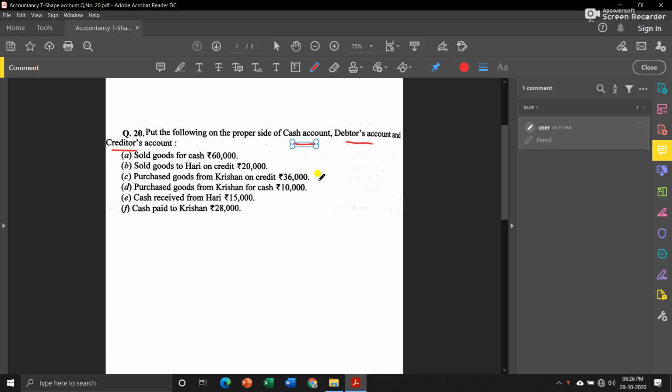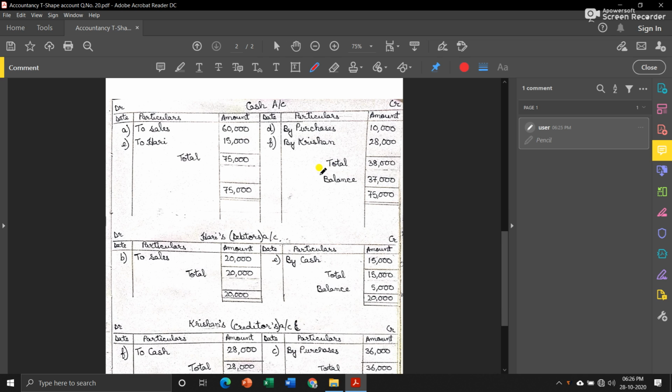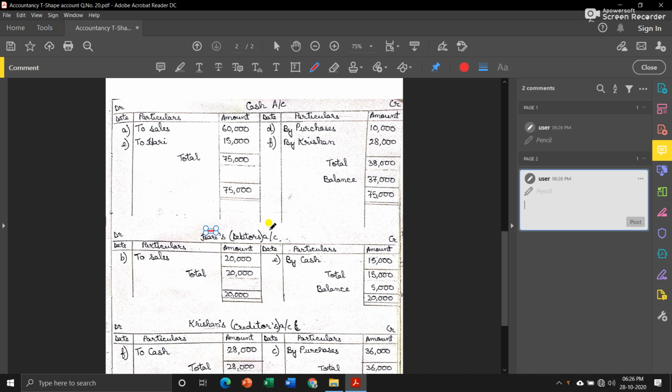Now first let us see the format of a T-shaped account. Under a T-shaped account, on the left hand side, that is the debit side, three columns will be there. First will be date, particulars, amount. Same on the credit side, that is the right hand side. First column will be date, particulars, amount. So I have already prepared the cash account. Hari is our debtor, so it is the debtors account, and Krishan is our creditor.